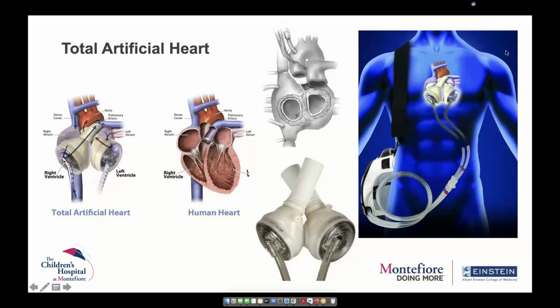Over here, you can see this patient has these two cords that come out and connect to the battery and to the controller here. But this is very similar to a BiVAD setup, but you actually cut out the ventricles and you replace them with these pumps.